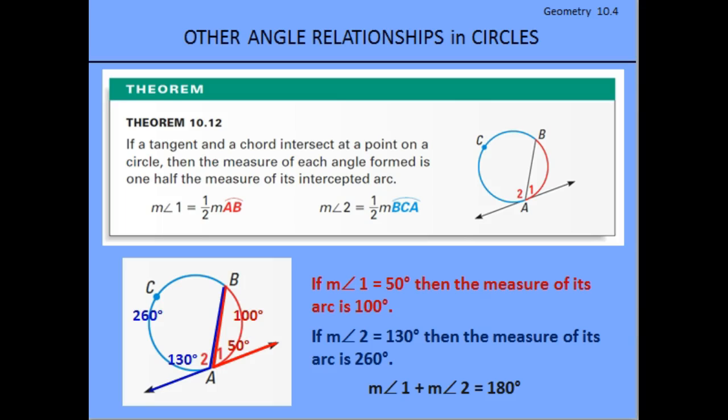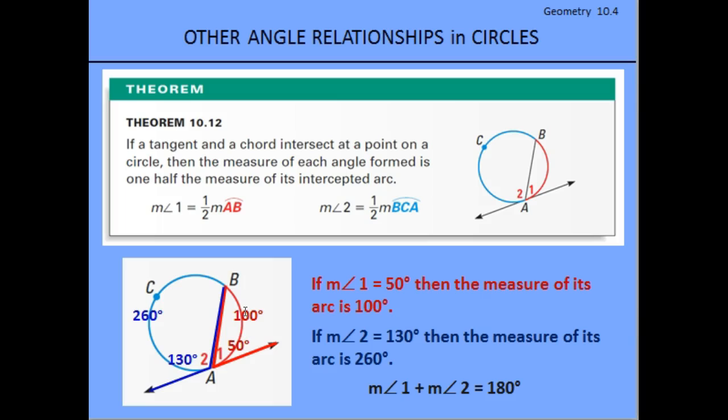If a tangent and a chord intersect at a point on a circle, then the measure of each angle formed is 1/2 the measure of its intercepted arc. Now, that's pretty simple. It's very similar to what we learned about inscribed angles. But what we need to pay attention to here is that when we look at this circle, this angle is 130 degrees, so the intercepting arc is 260. And over here, this angle is 50 degrees, so its intercepting arc is 100.